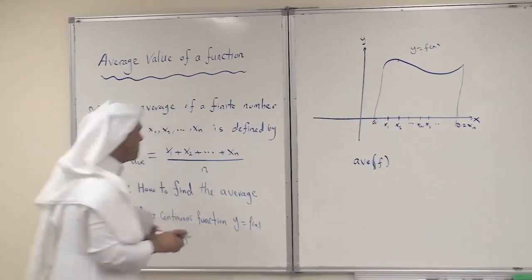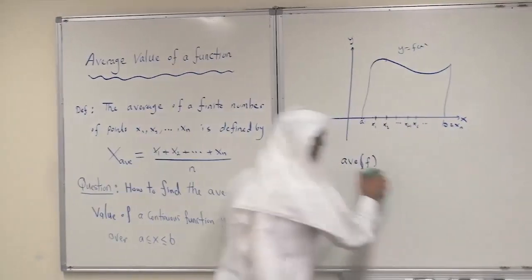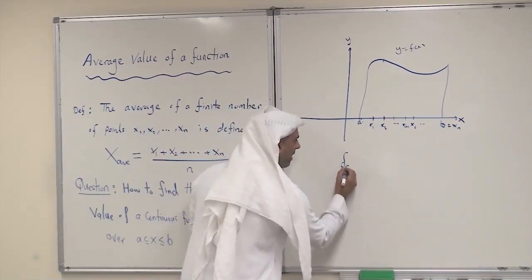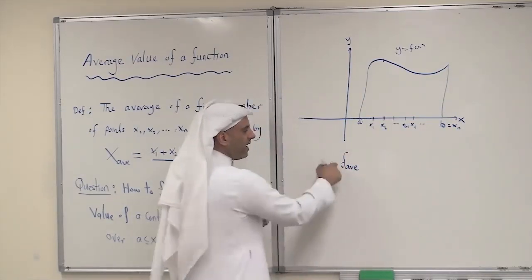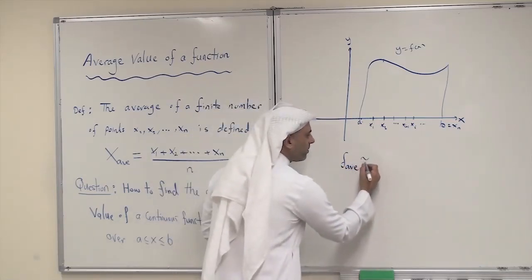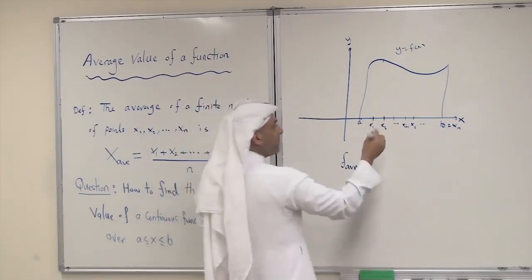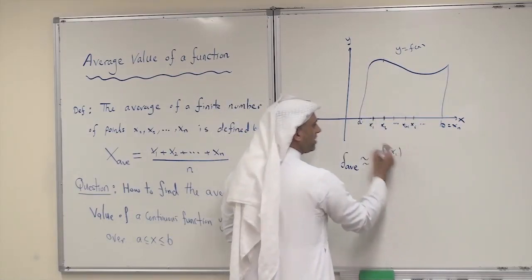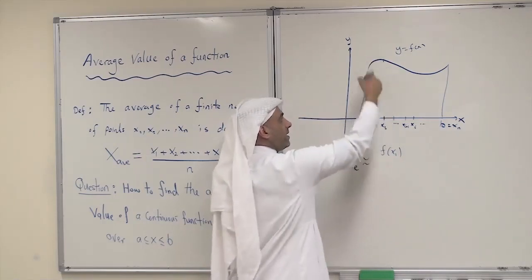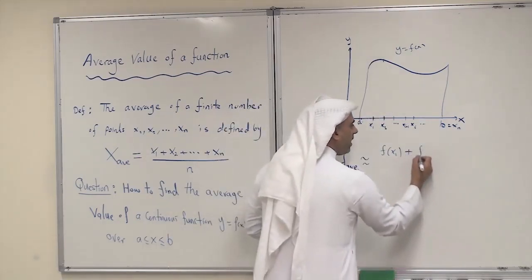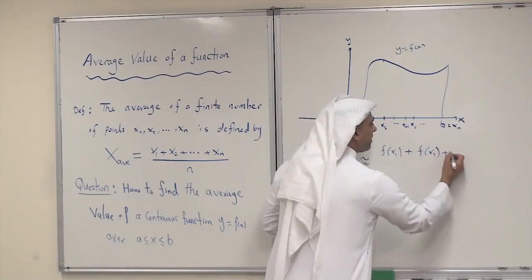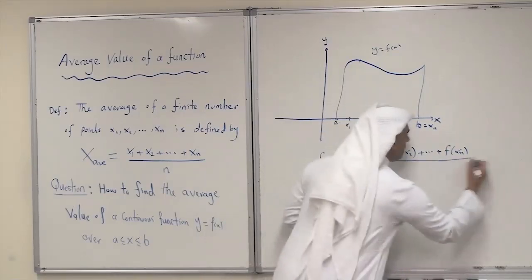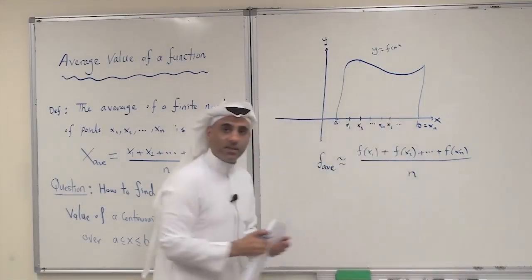Just as a notation, average of f or f average. Different notations are used for average value. We may use this notation, we may use also something like this, f average. This is approximately equal to what? Now, what I will do, I will add these sample points. So I will take f of x1, so I'm choosing here the endpoint to be our sample point in the first sub-interval, plus f of x2, plus up to f of xn.